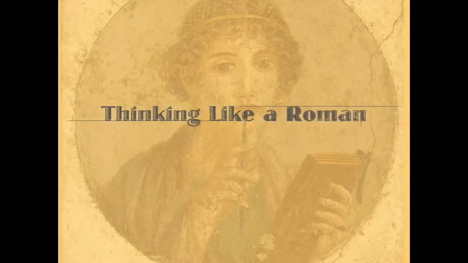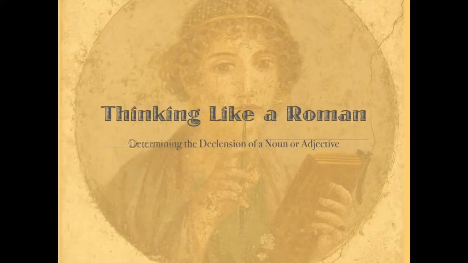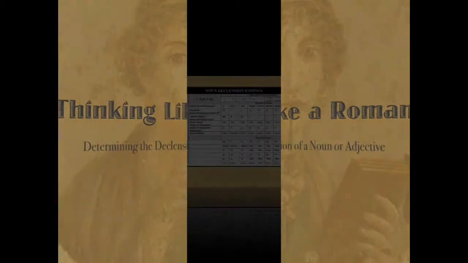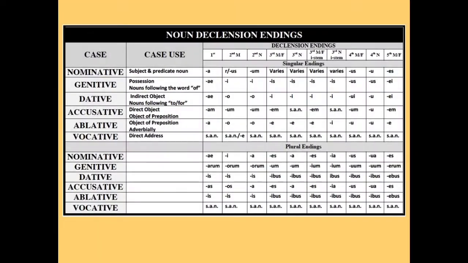Welcome to Module 1, Lesson 4, where we will learn to be thinking like a Roman when it comes to determining the declension of a noun or adjective. Make sure that you have a copy of the noun and adjective list in front of you, as well as your noun chart. When we look at the noun chart, there are a lot of inflectional endings for us to consider.